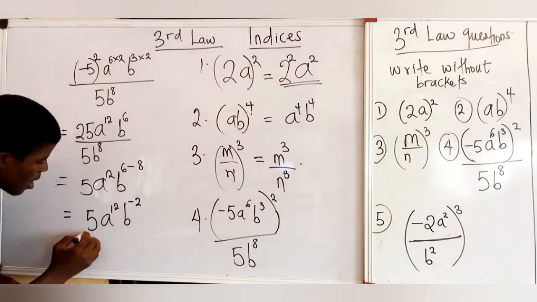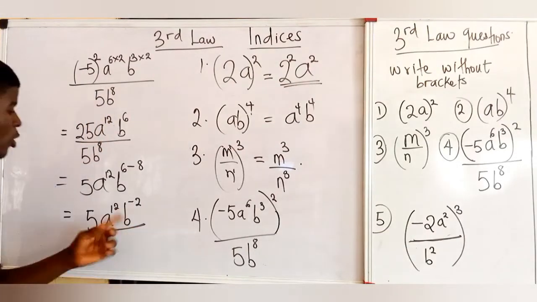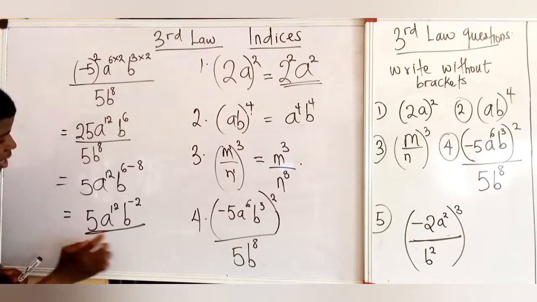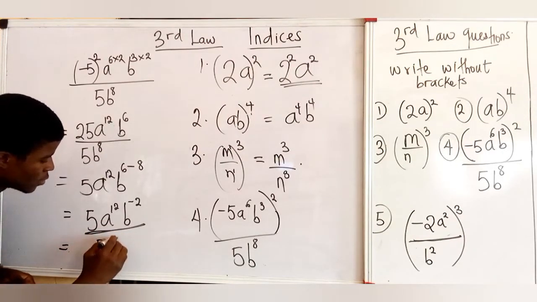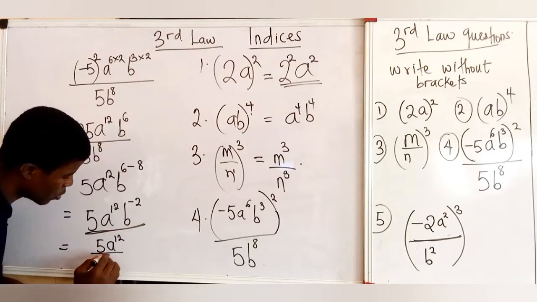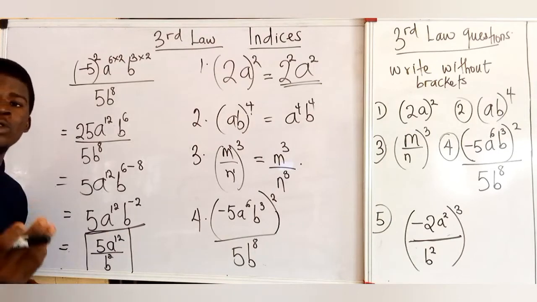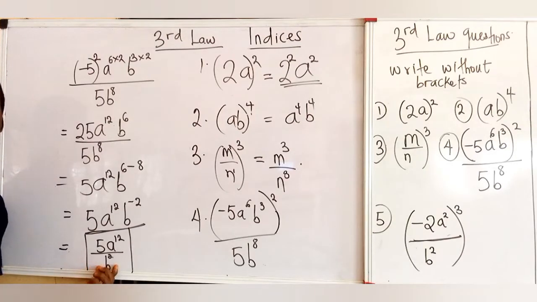Minus 2. I can either leave it like this or I can simplify it to an expression that does not have negative index. And we are going to see later that this same expression is equal to 5a to the power of 12 over b squared. Don't worry yourself about that for now because I haven't shown you the rule. But stick to this first of all. By the time we get to the rule, you're going to understand the reason why this expression turned to this. So let's finish our question.